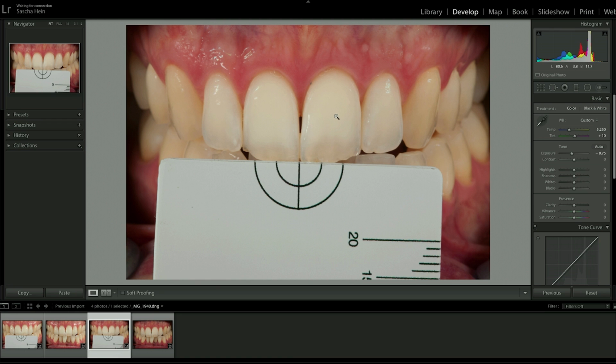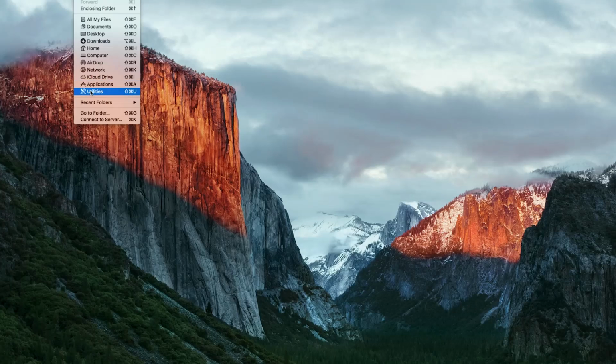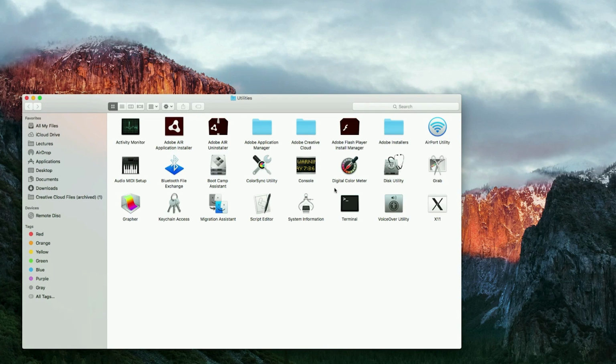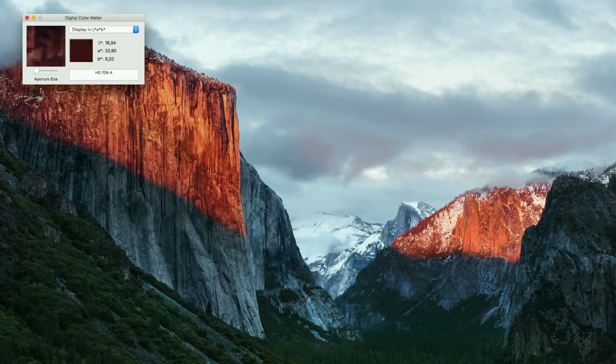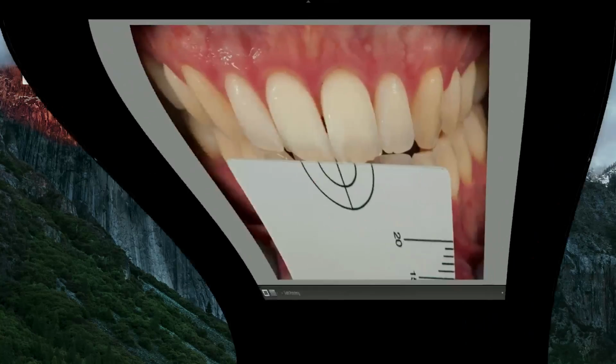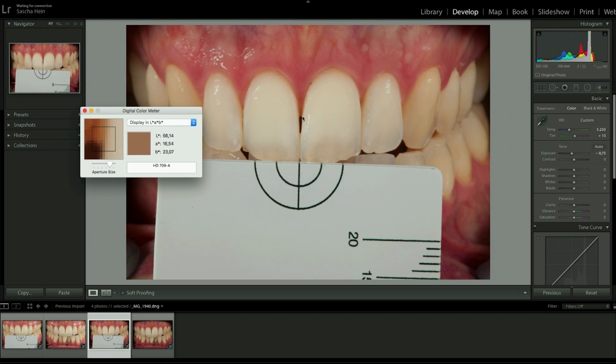Now, this is very useful for analyzing shades. And if you are on a Macintosh computer, there's a little piece of software already on your computer that you don't have to purchase. You find it in the utilities folder here, and it's called the Digital Color Meter. You open the Digital Color Meter, and as you can see, it measures color in LAB values. So while I move my cursor over any object in the image, the Digital Color Meter is measuring the color coordinates using the LAB system.